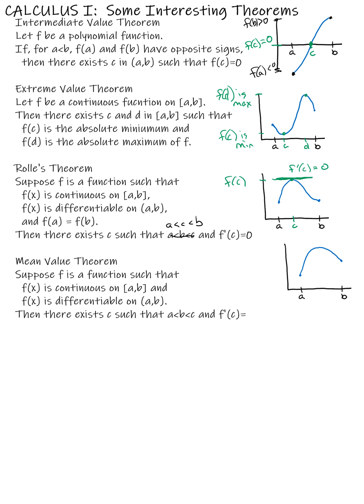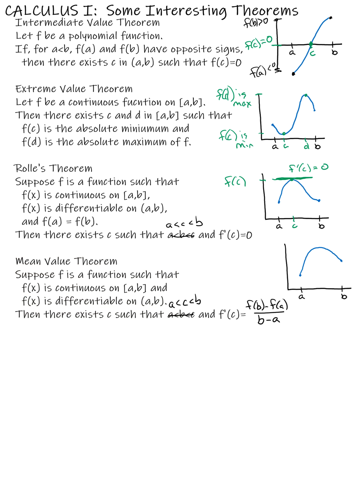And now for the mean value theorem, suppose f is a function such that f of x is continuous on the closed interval ab and f of x is also differentiable on the open interval from a to b. Then there exists, same problem here. This should actually be that c is between a and b. Now in this case, for the mean value theorem, it turns out that f prime of c is equal to f of b minus f of a over b minus a.